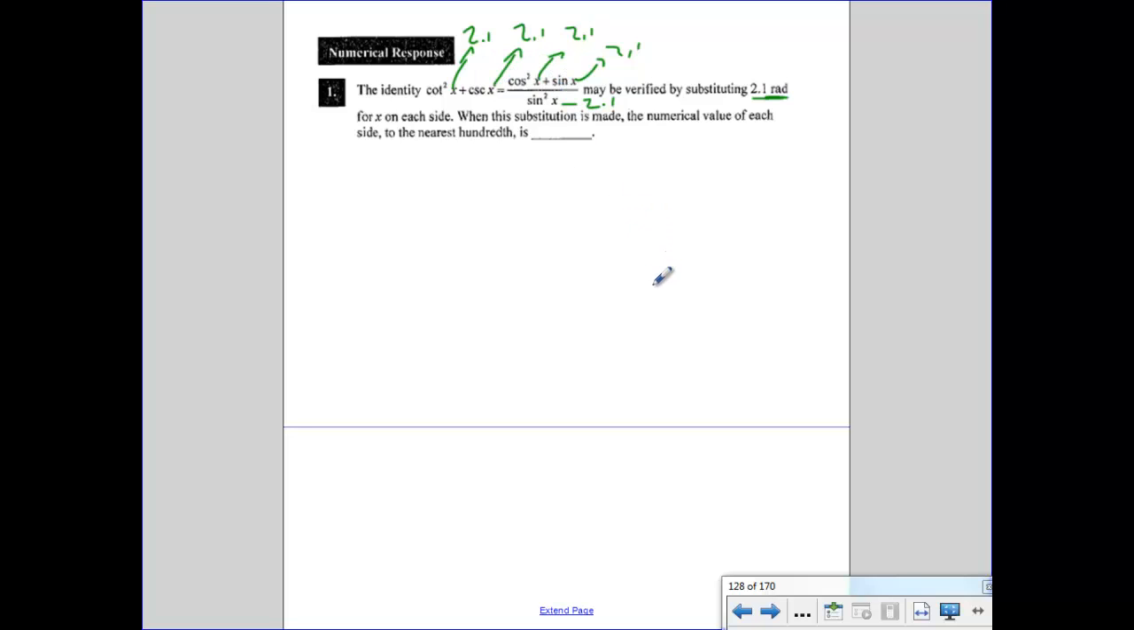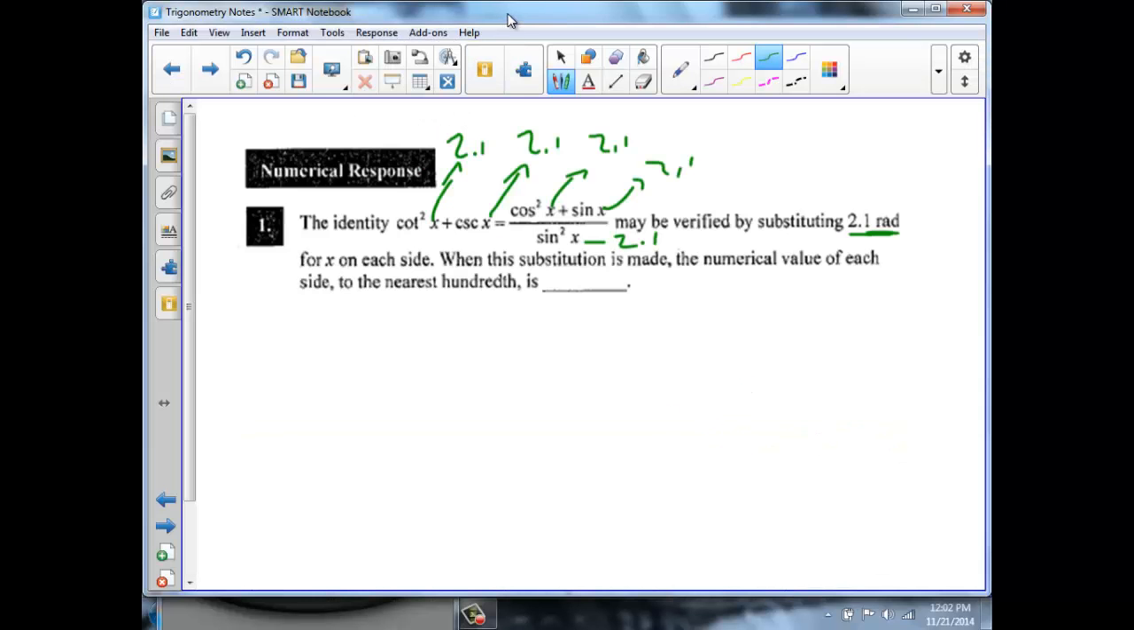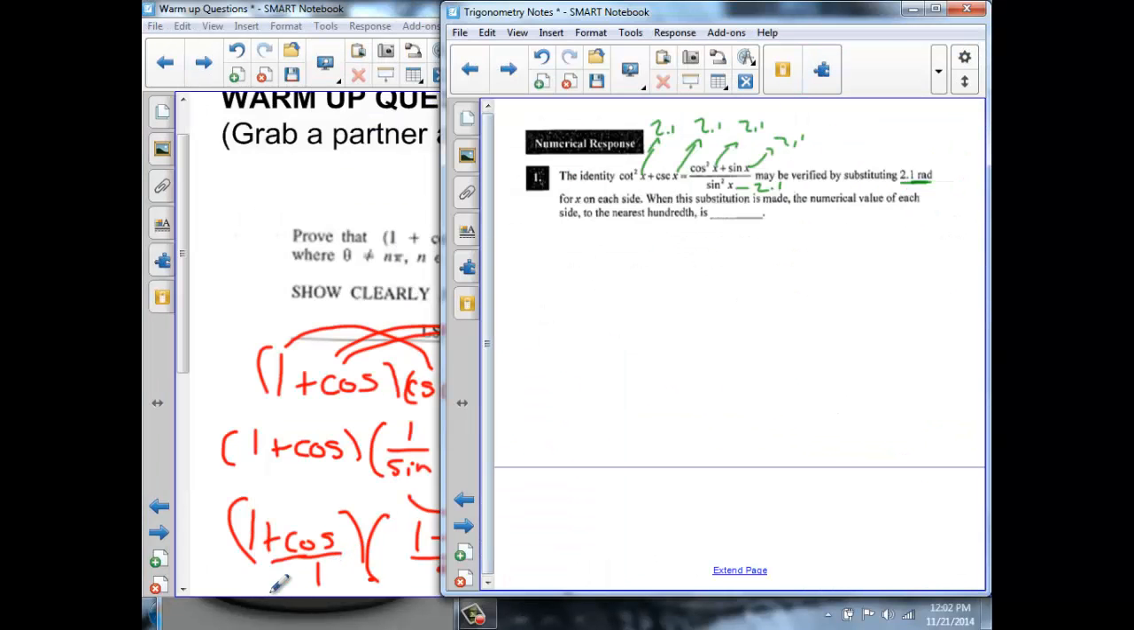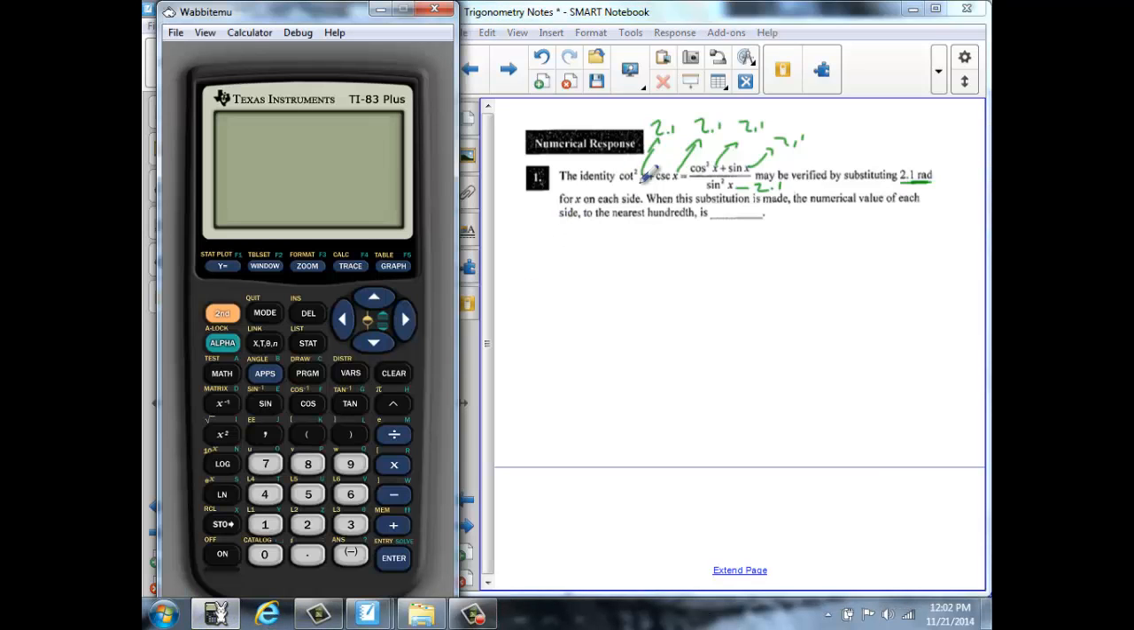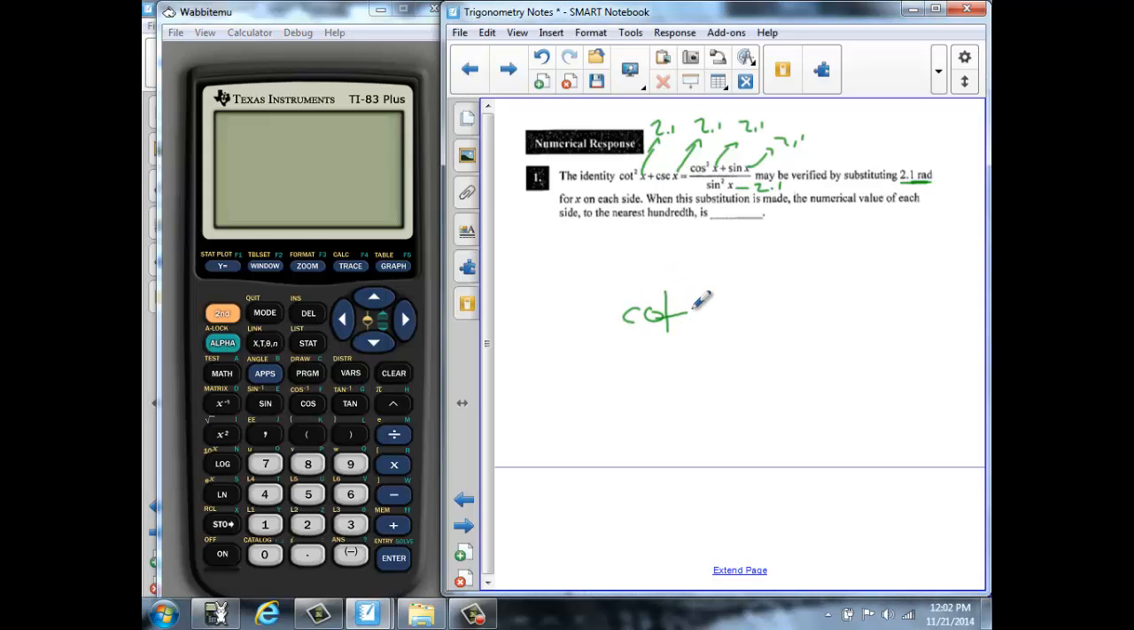The key here is you have to make sure you can actually plug this into your calculator properly, because that's not easy. How do you put a cotan squared in your calculator? Well, what is cotan equal to? Cotan is the same thing as cosine over sine. That might make it easier.